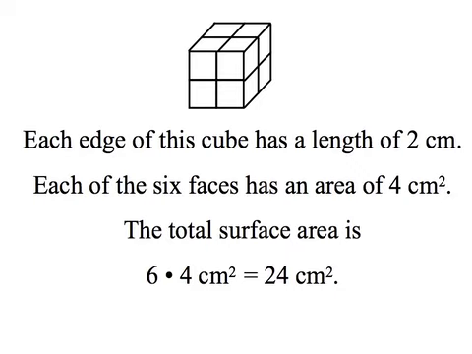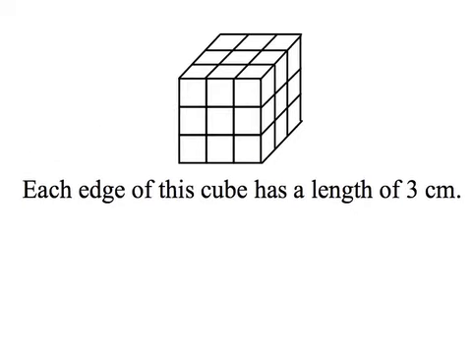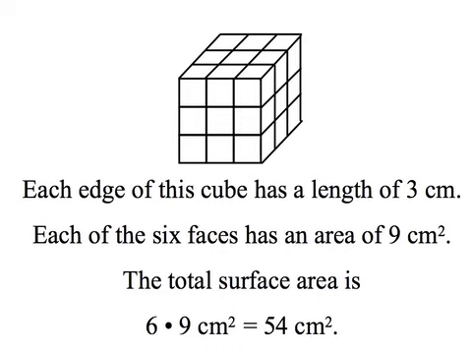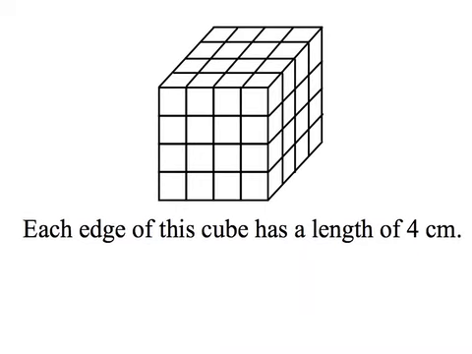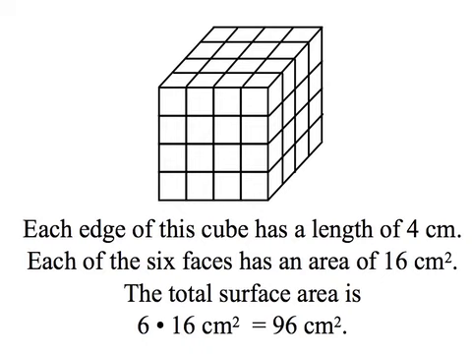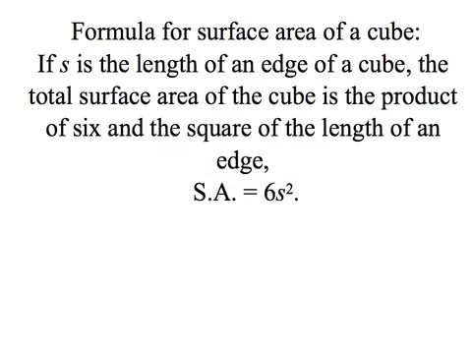area of this cube. And now we have a cube with each edge of a length 3 centimeters. And you can see that each face has an area of 9 square centimeters. And since there are 6 faces, 6 times 9 makes 54 square centimeters as the total surface area for this 3 by 3 by 3 cube. And finally, a 4 by 4 by 4 cube, you can see that each face has 16 square centimeters. 6 times 16 is 96 square centimeters for the total surface area of this 4 by 4 by 4 cube.